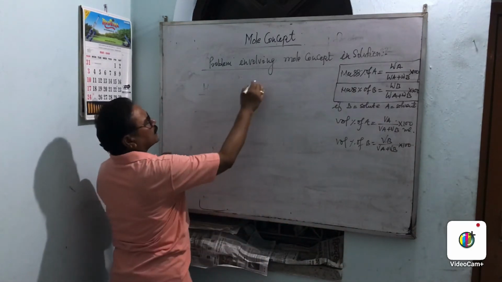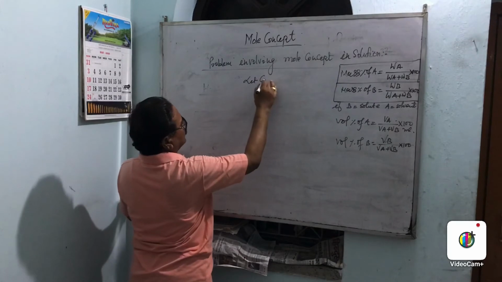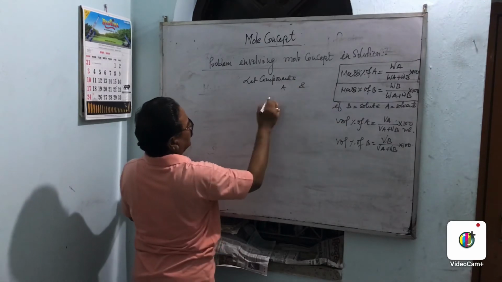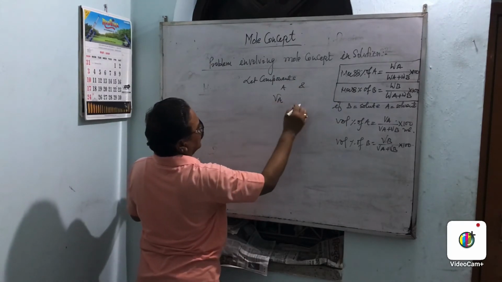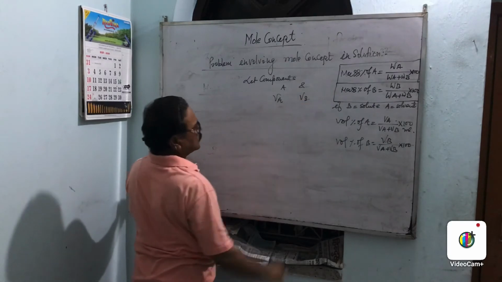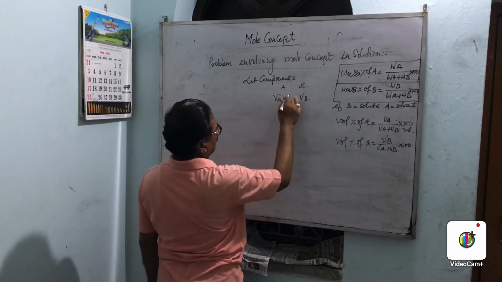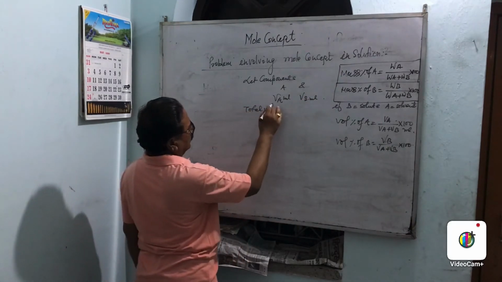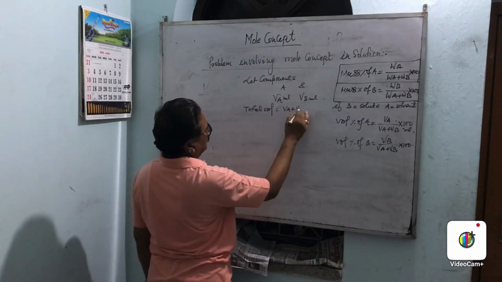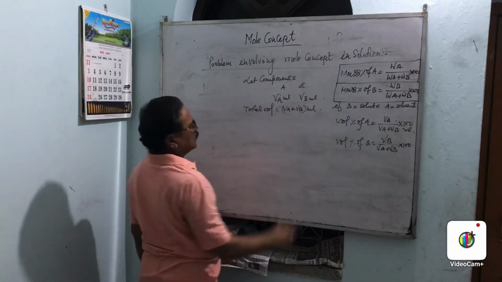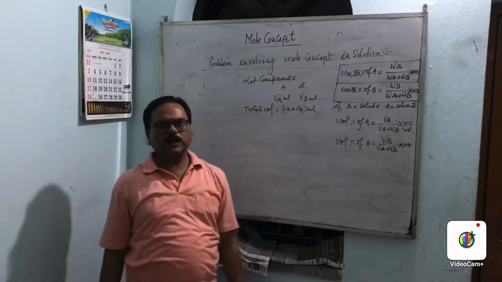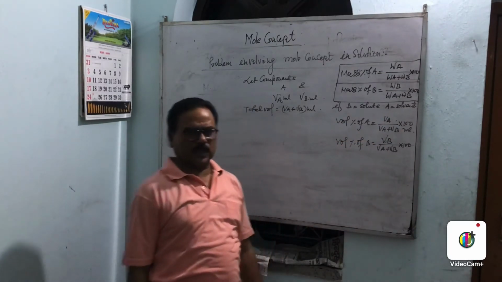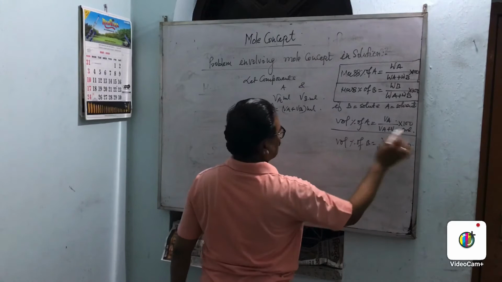Again, let us consider that the components are A and B. Let the volumes of A and B be VA and VB, in milliliter or liter, whatever. The total volume is VA plus VB, in milliliter. So the volume percent of A is defined as the volume of a component present per 100 parts by volume of solution. So this is another formula, for the volume percent.